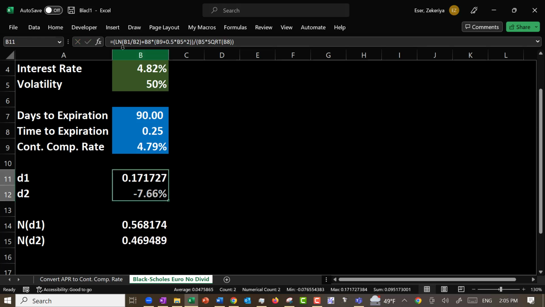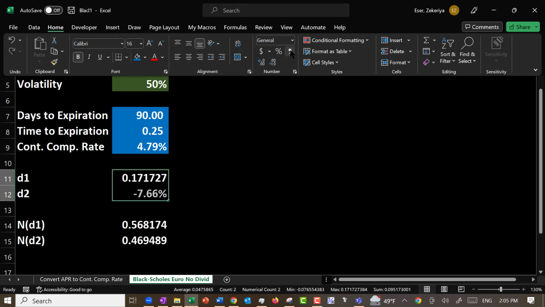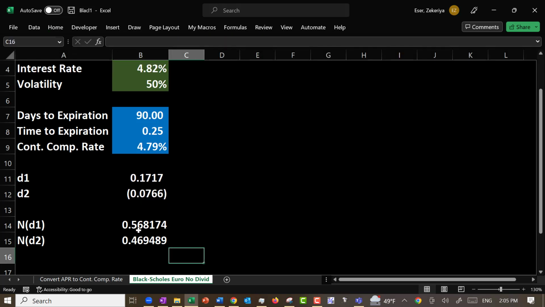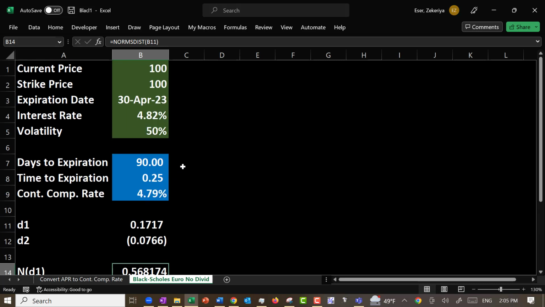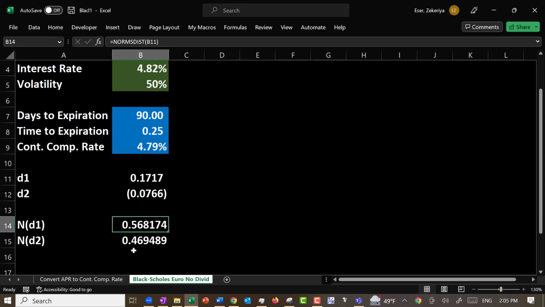By the way, these don't have any percentage interpretation. That N of D1 actually is the probability that this option will finish in the money. It's also what we call the delta of the option. So if stock price goes up slightly, let's say by $1, the call option price is going to go up by about 56 cents. It's an approximation, not exact. It's basically the slope of the option pricing graph.